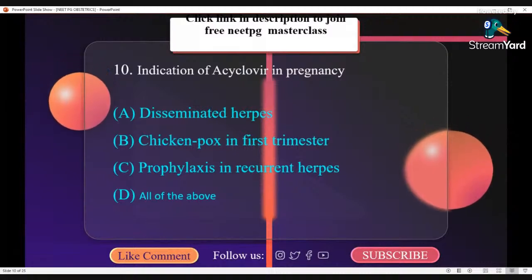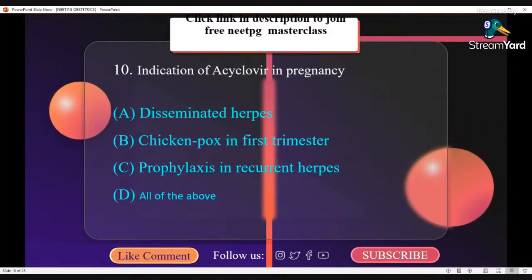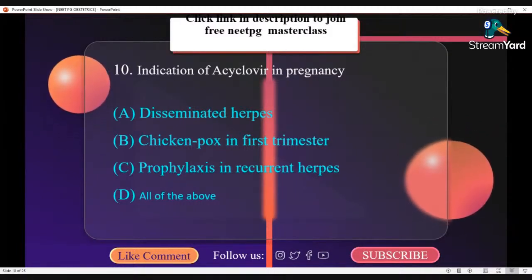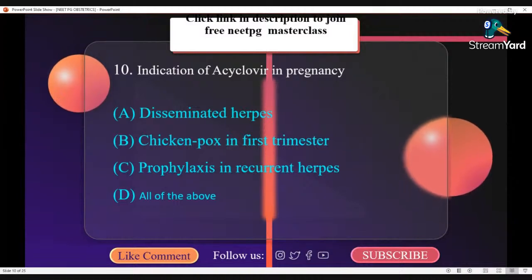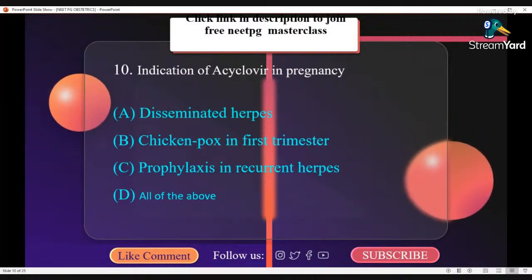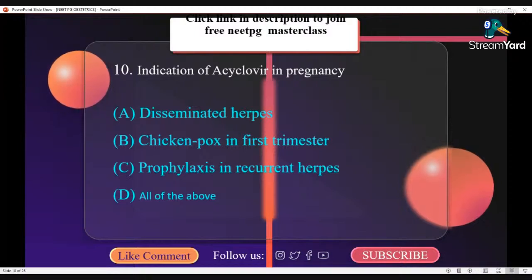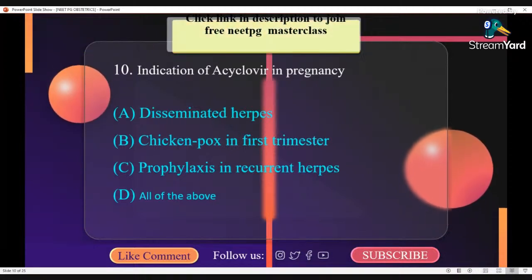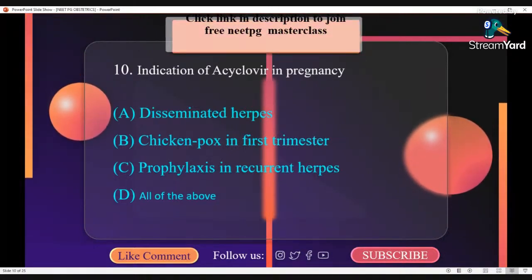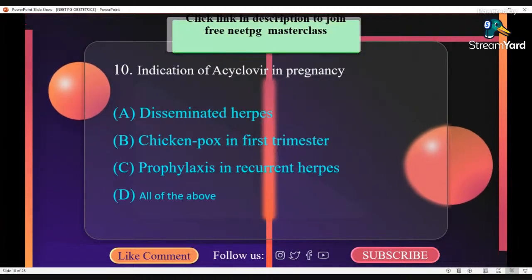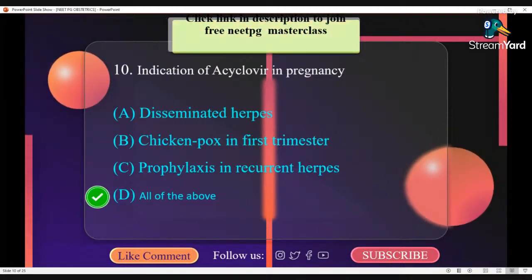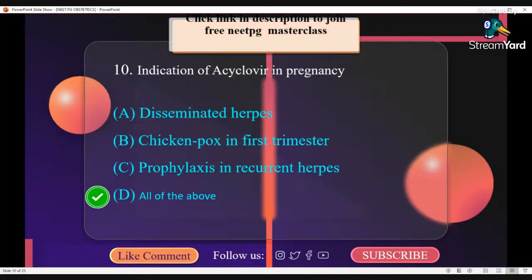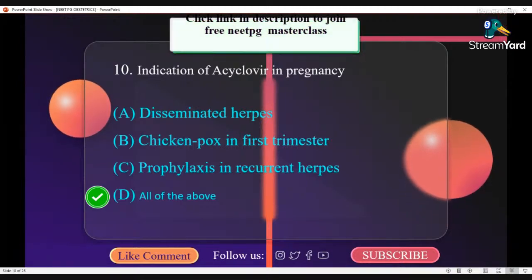Now, indication of acyclovir in pregnancy. A, disseminated herpes. B, chickenpox in first trimester. C, prophylaxis in recurrent herpes. And D, all of the above. The correct option here is D, all of the above. So acyclovir is used in disseminated herpes also, chickenpox in first trimester also, and prophylaxis in recurrent herpes.